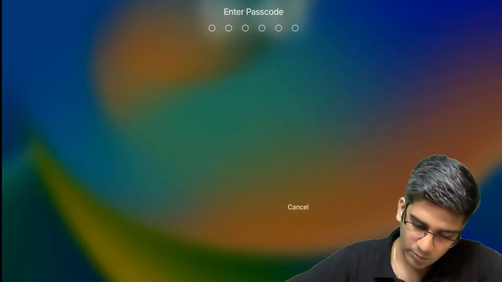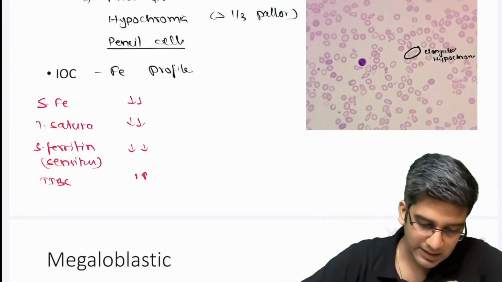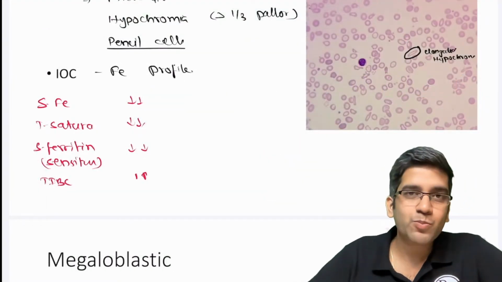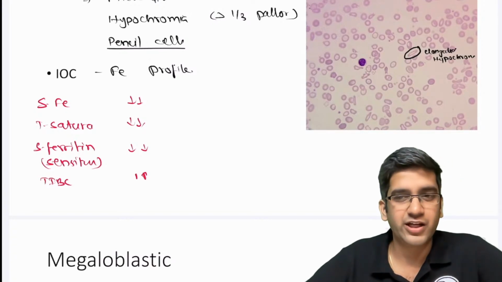Beyond this, it is not required. There are many more stages as well, but it's not required, right? The best obviously is bone marrow iron, but no one is going to take a bone marrow biopsy for a simple iron deficiency anemia, fine?